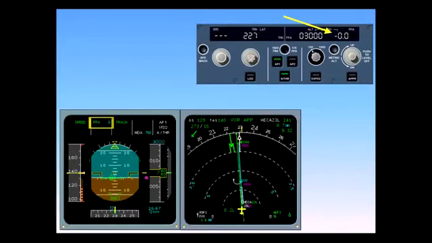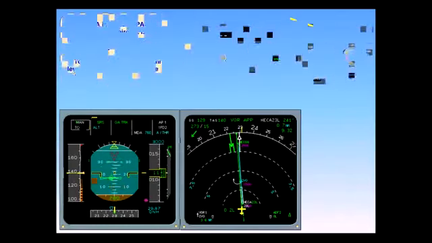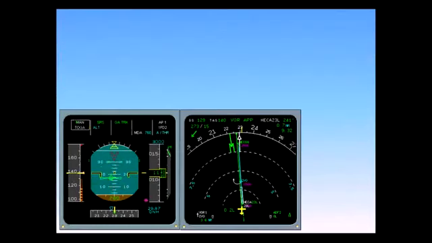To engage go around, the thrust levers must be pushed into the TOGA detent. When the go-around mode is engaged, the FMAs indicate manual TOGA. Throttles are now manually controlled, since TOGA is beyond the auto throttle engagement range. SRS, the vertical mode similar to takeoff. SRS will maintain V approach or aircraft speed, whichever is higher.